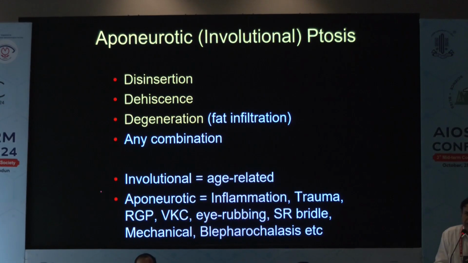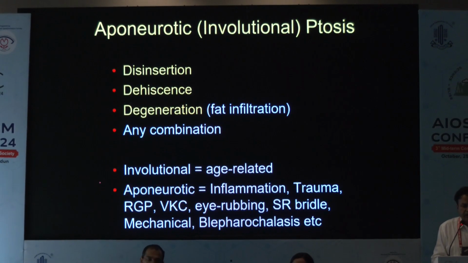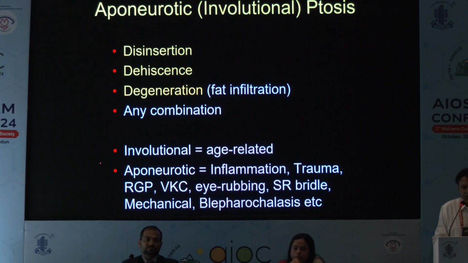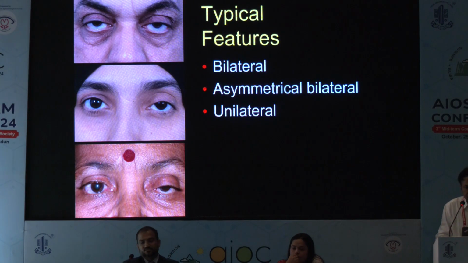disinsertion. Involution is typically age-related, but exactly similar ptosis can happen in patients who have had inflammation such as blepharochalasis, trauma, use of rigid gas permeable contact lenses, patients with chronic VKC, eye rubbing, allergic eye disease, mechanical causes such as recurrent chalazion. Anything can cause involution like aponeurotic ptosis.